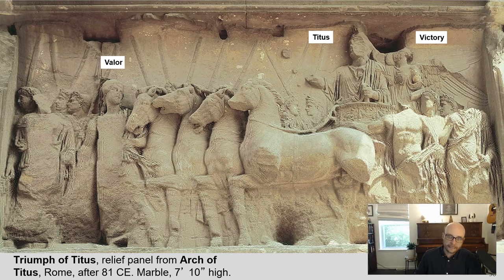On the other side, we see another reference to Titus's godhood. We see him in a chariot. Riding alongside him is a Nike, or a symbol of victory, once again from ancient Greece. And leading the horses is this personification. A personification is when you take an abstract concept like valor and you turn it into a person.